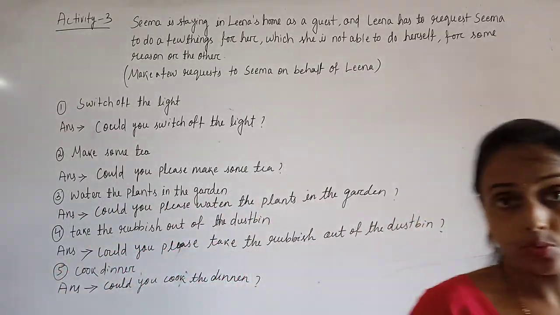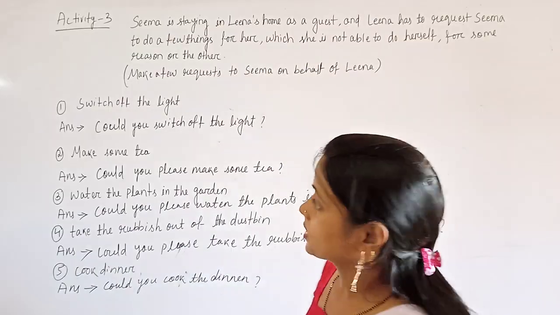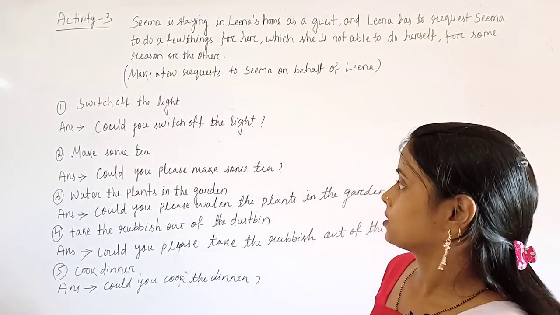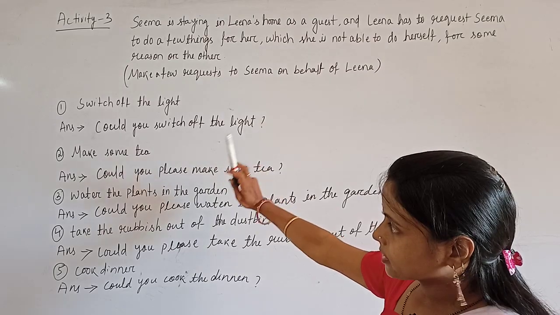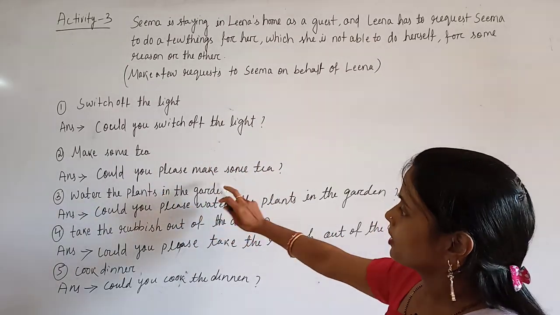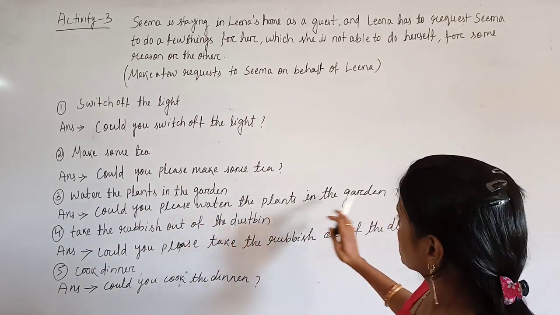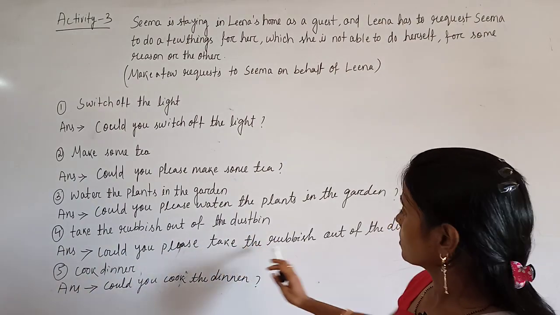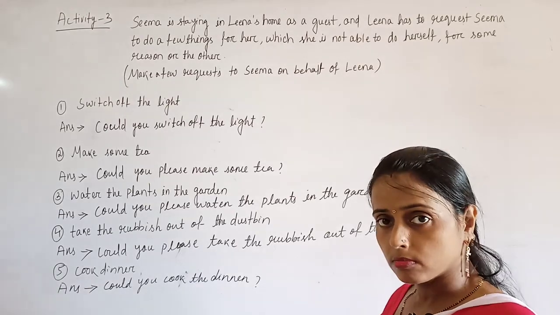You also can use would, but here as all the requests are quite formal, that's why we have to use formal modals. Switch off the lights. Could you switch off the lights? Or could you please, also you can write down. Make some tea. Could you please make some tea? Water the plants in the garden. Could you please water the plants in the garden? Take the rubbish out of the dustbin. Could you please take the rubbish out of the dustbin? Cook dinner. Could you cook the dinner?